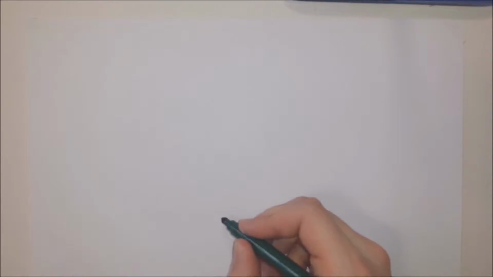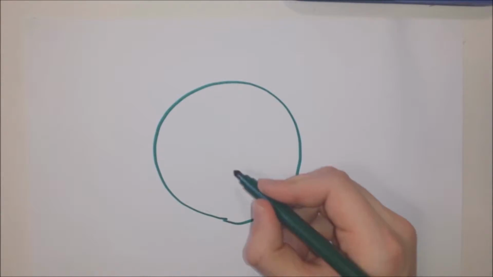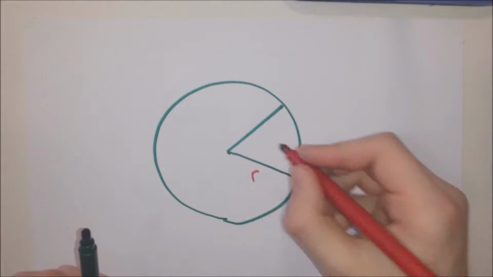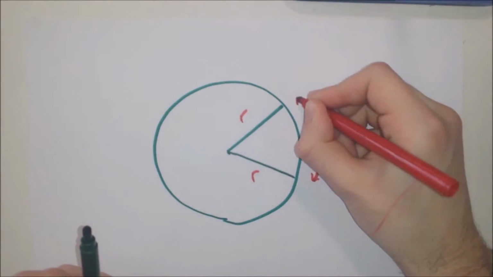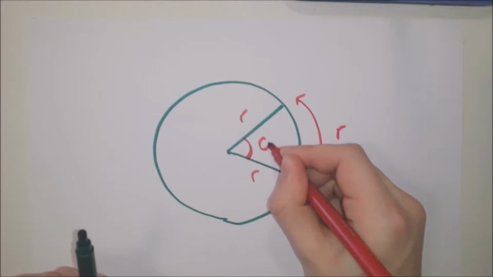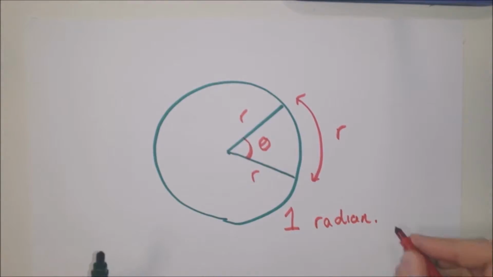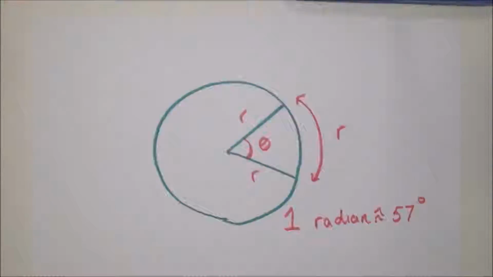The radian is a measurement of an angle that is more useful than degrees. It is defined by the angle subtended at the centre of a circle by an arc length equal to the radius. If we draw a circle with a radius r and create a sector with an arc length of r, the angle will be 1 radian. 1 radian is roughly 57 degrees.